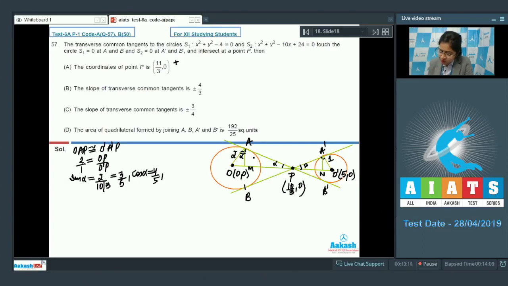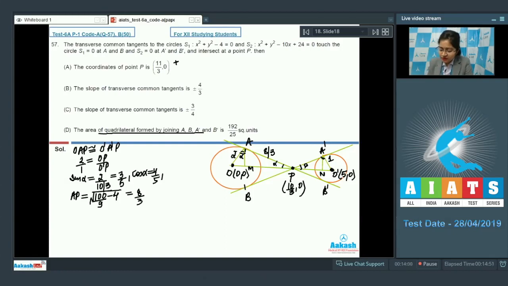Now we have this value, so we can find the value of AP also. Now AP will be equal to under root of OP square, that is 100 upon 9, minus 2 whole square, that is 4. So that will be equal to 8 upon 3. This is the value of AP. So we can find the value of AM from here. See why we are doing it? We have to find the area of quadrilateral formed by A, B, A', B'. So let us firstly find the area of quadrilateral AMNA', and then we will double it.